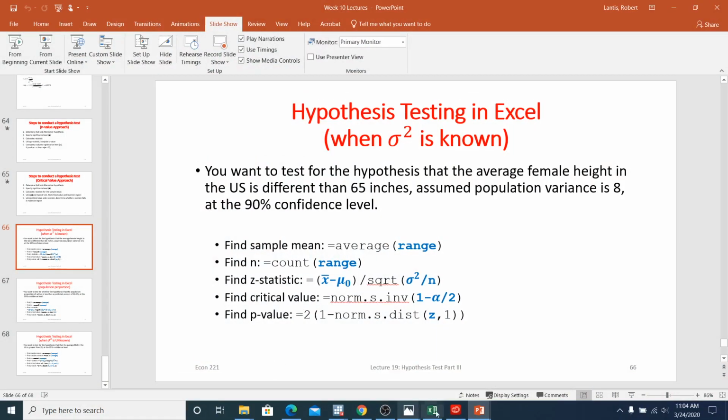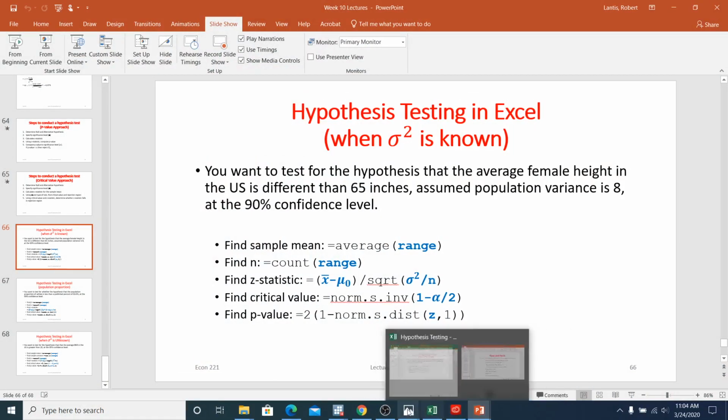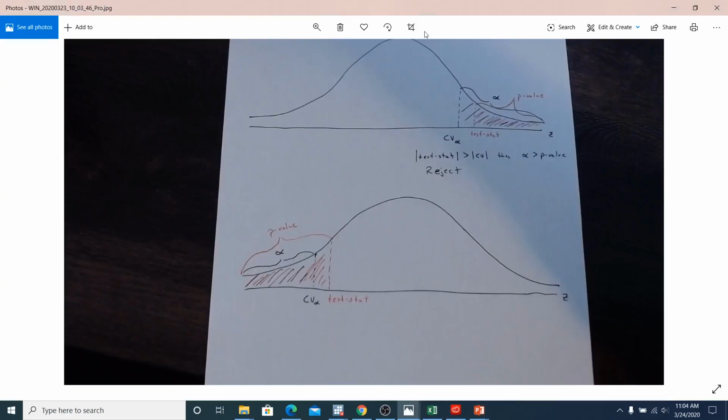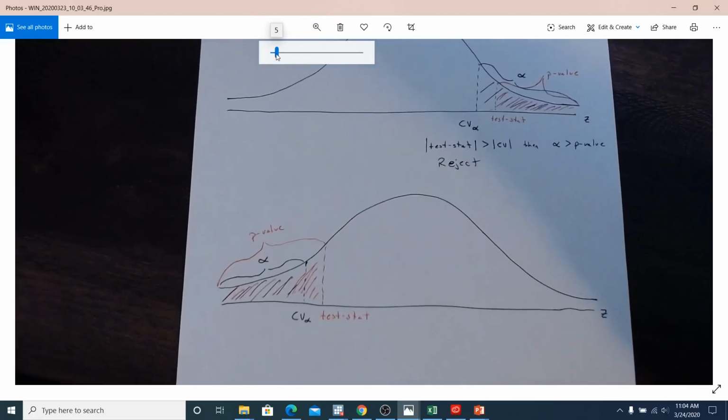I would also suggest going back. Yesterday we had this photo that I pulled up, and if you want to pause the recording on it, or today we have it as well. I think this is a pretty nice little visual, and I give you both examples, one where it's a right-tailed test, one where it's a left-tailed test.